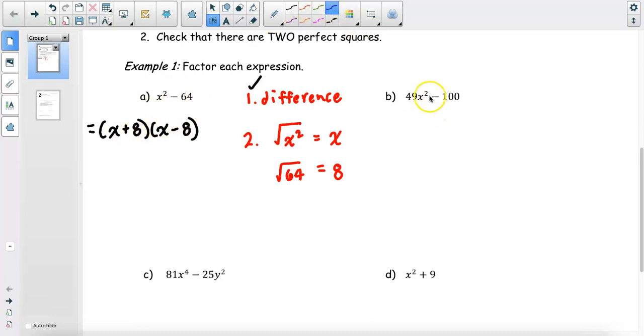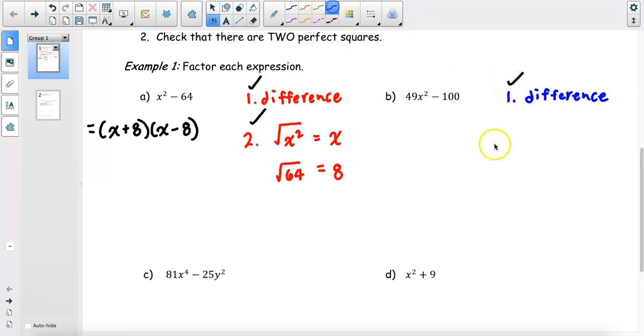So next we're going to take a look at 49x squared minus 100. So we can see we have two terms. And the first thing you always ask yourself, do you have a GCF here? With 49 and 100, we do not, so we cannot take anything out. Next we're going to take a look to see if there is a difference. And we can see, in fact, yes, there is. So we can check off this.